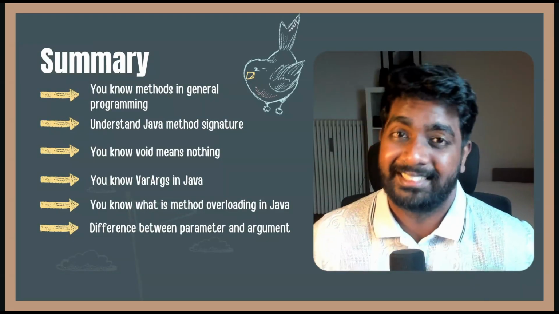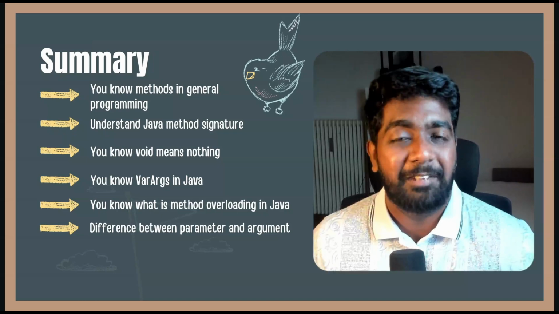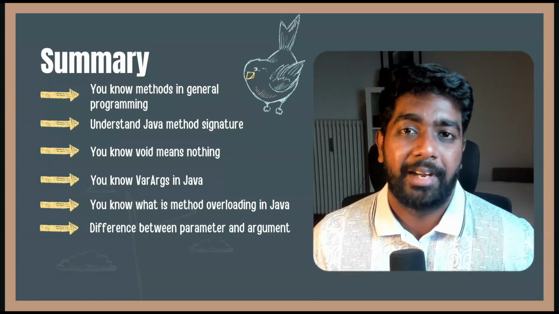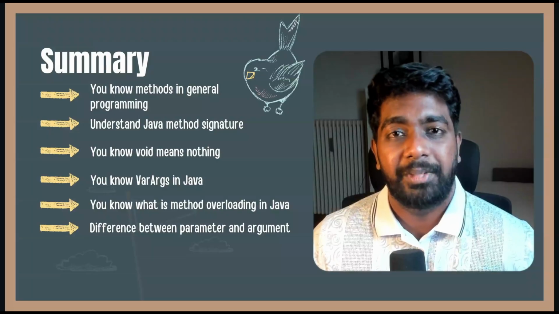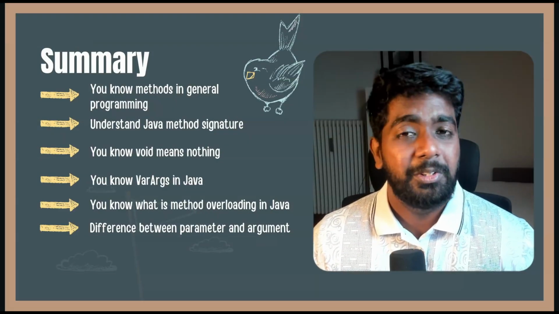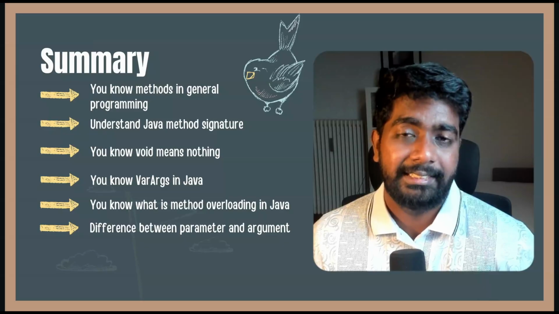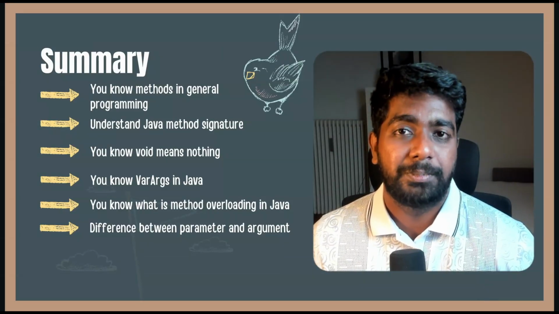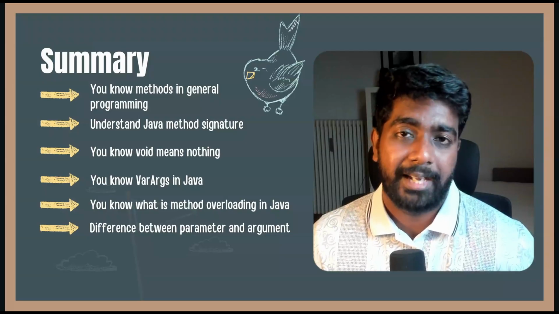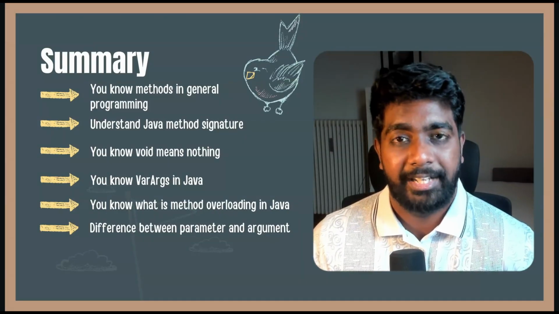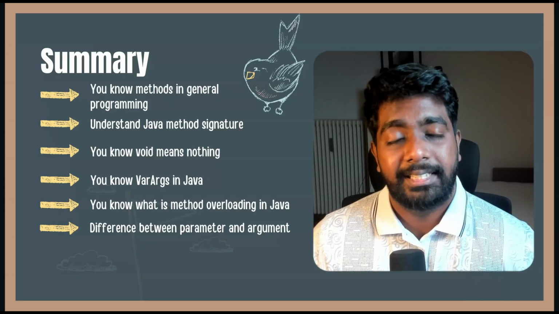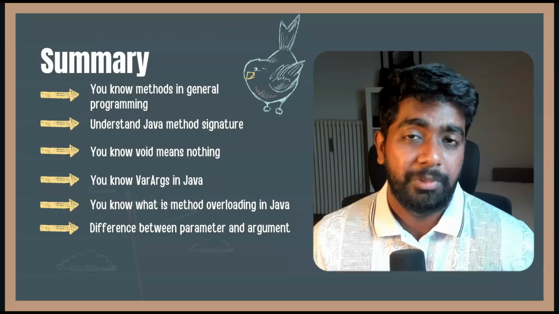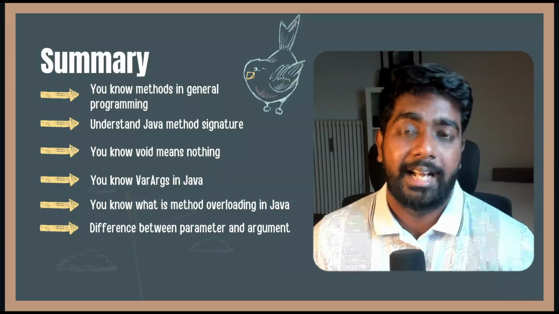Alright, my dear students, this is the end of this video. I want to summarize what we have learned together. You know methods in general programming, and you understand how to write methods in Java. You know what the word void means in Java. When you are writing methods, you also have the option to have unlimited number of parameters using the variable arguments. You understand what method overloading in Java is. Also, I clarified two terms, parameters and arguments.